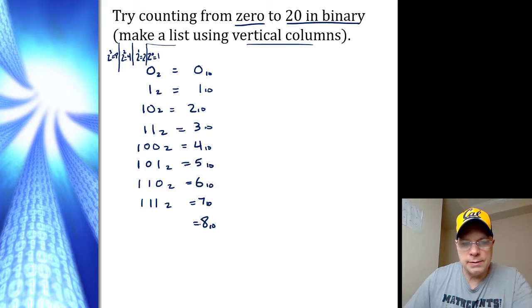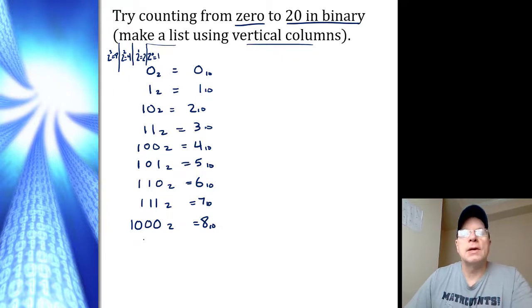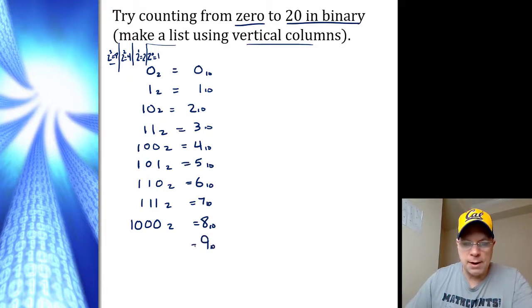8 in binary looks like 1000. And it's not coincidental that it looks like 1000 because in base 10, 1000 is 10 to the third power. In base 2, 2 to the third power is not 1000, it's 8. 2 times 2 times 2 is 8. So we need 1 8, no 4's, no 2's, and no 1's. That's 8. If you want 9 in binary, take your 8, but also have a 1. An 8 and a 1 is 9.